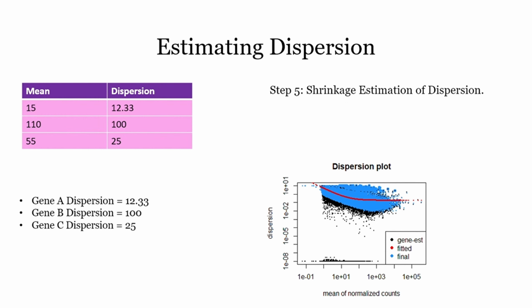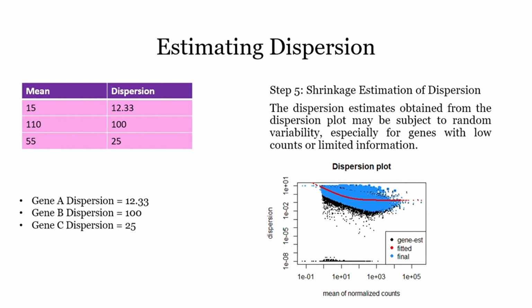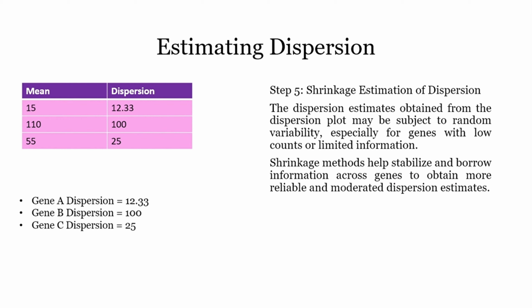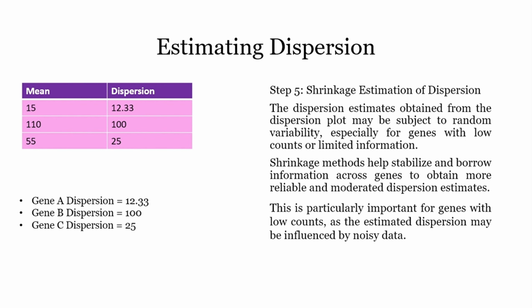And step 5, shrinkage estimation of dispersion. The dispersion estimates obtained from the dispersion plot may be subject to random variability, especially for genes with low counts or limited information. Shrinkage methods help stabilize and borrow information across genes to obtain more reliable and moderated dispersion estimates. This is particularly important for genes with low counts, as the estimated dispersion may be influenced by noisy data.